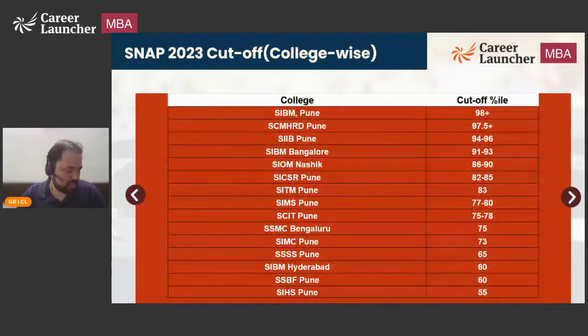This is the very important part. If you have a look at it, we are looking at the percentile cutoffs at which you can get scores, or at which you can get calls from the respective B schools.